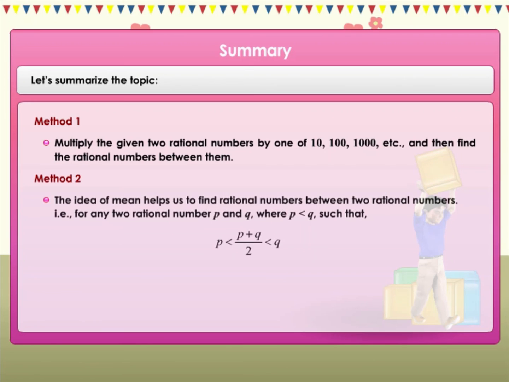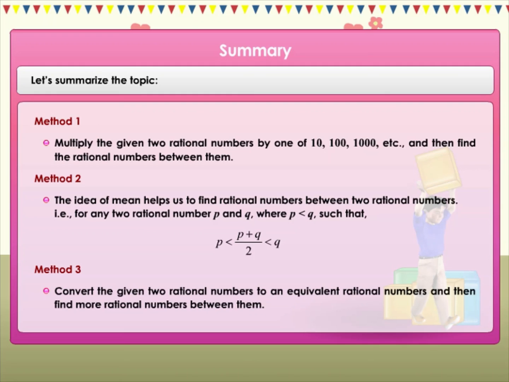Method 2. The idea of mean helps us to find rational numbers between two rational numbers. That is, for any two rational numbers p and q, where p is less than q, p is less than (p plus q) by 2, which is less than q. Method 3. Convert the given two rational numbers to equivalent rational numbers and then find more rational numbers between them.